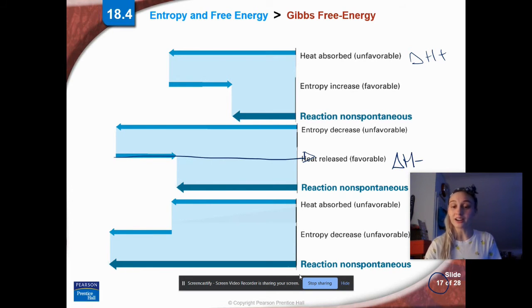And then for a very non-spontaneous reaction, we have two unfavorable instances occurring. We have heat being absorbed, which again is delta H is plus. And then we have entropy decreasing, which is unfavorable as well for a spontaneous reaction. Both arrows are going in the opposite direction, so the reaction is going to be non-spontaneous.